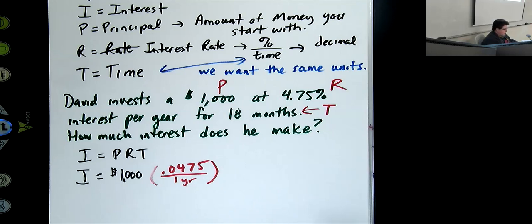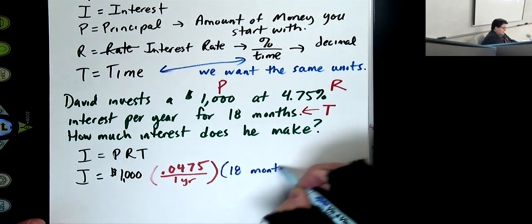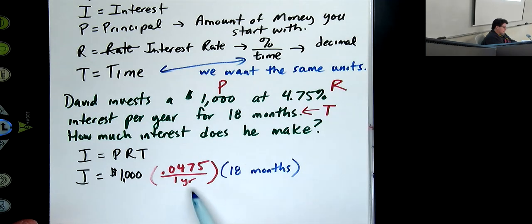It's kind of helpful if you write down the units, at least when you first set up the problem. Because now when I go to put in 18 months, I can see that my years and my months don't cancel out. So I got two options. I could rewrite 1 year as 12 months, or I could figure out how many years 18 months is.